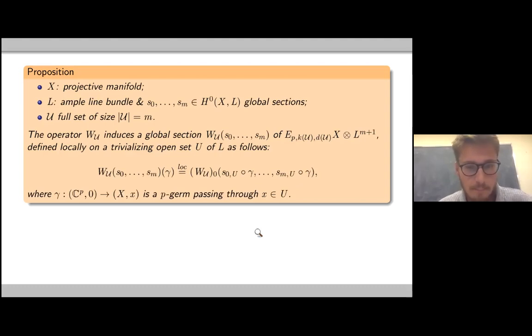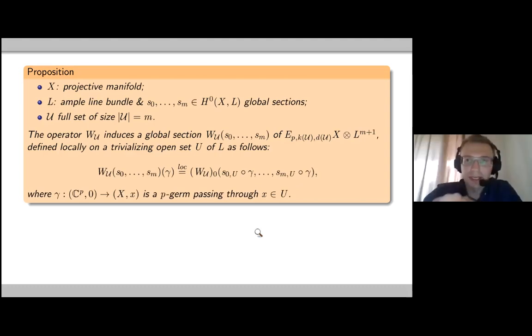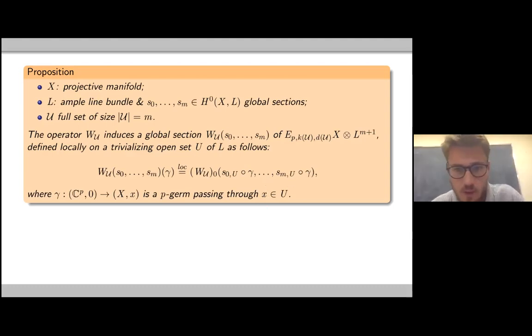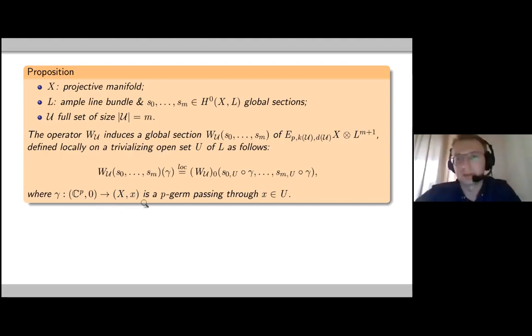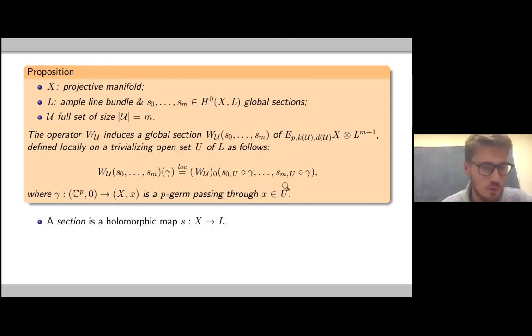Can I just ask for a short clarification? So this action, is it the same action defined before, when by a holomorphism we're acting on the Wronskian, right? Or is it slightly different? No, it's not the same. It's a map from CP to X. Okay, yeah, thank you. Now I see.